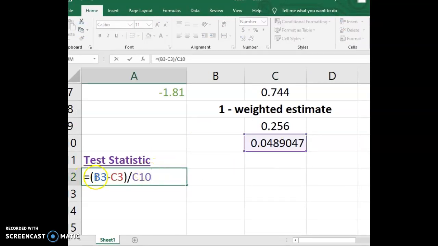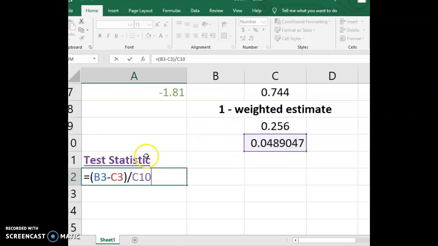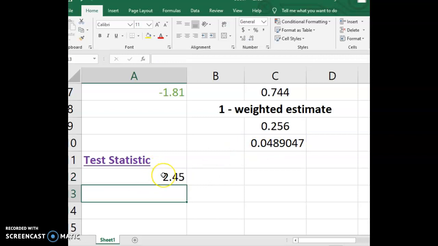That's on bottom. On top, we do one subtraction. It's the proportion of our first sample minus the proportion from our second sample. That's on top. This value on bottom. There's our standardized test statistic.